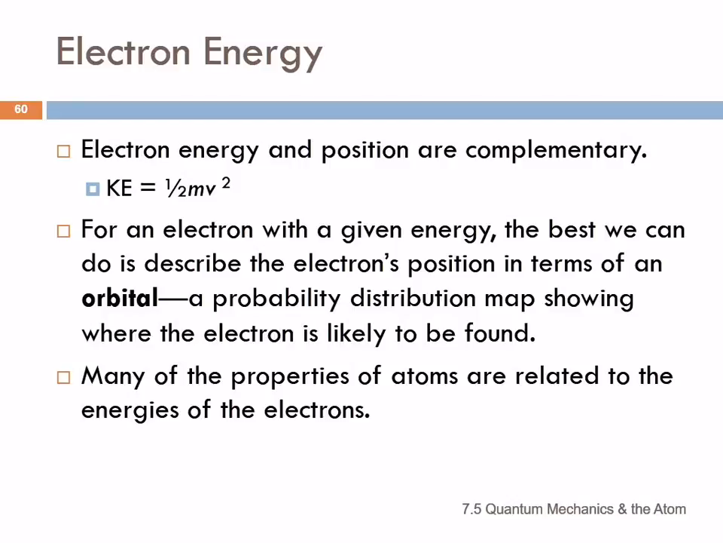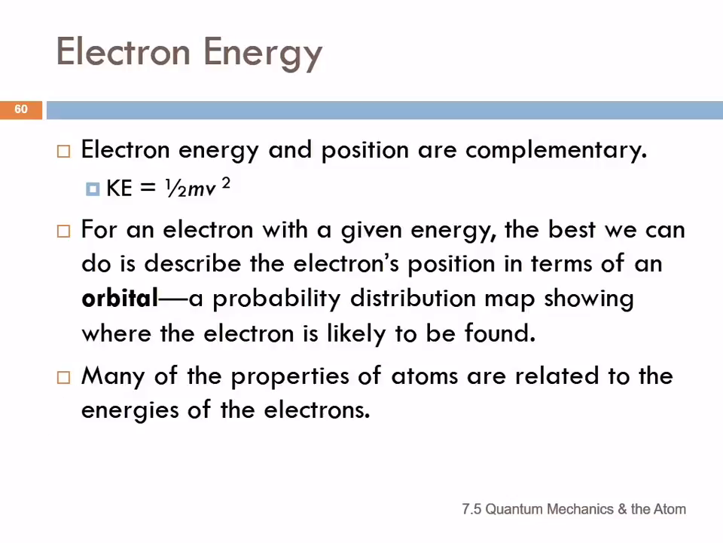For an electron, the best we can do is what's called an orbital. Now, the word orbital is very similar to the word orbit, but it's not the same thing. An orbital is a probability distribution map showing where the electron is likely to be found. So it's a little bit like that diagram I drew of Andrew. There's a such and such probability that the electron is going to be within this volume. And that orbital is going to have a specific energy.